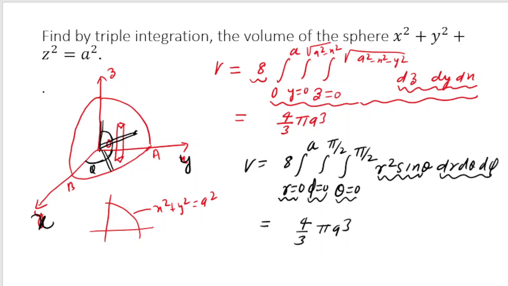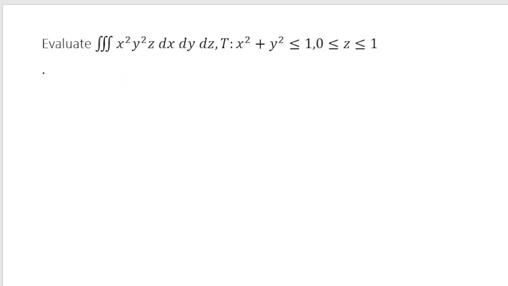Pause this and think about this very carefully, because of how the limits have been decided. I have taken a strip which starts at the origin and goes up to the surface of the sphere, so that r varies from 0 to a, and this line makes an angle theta with the z axis. So the angle will be like this. Theta will vary from 0 to pi by 2, and this angle will vary from 0 to pi by 2. So r square sine theta, dr, d theta, and d phi.